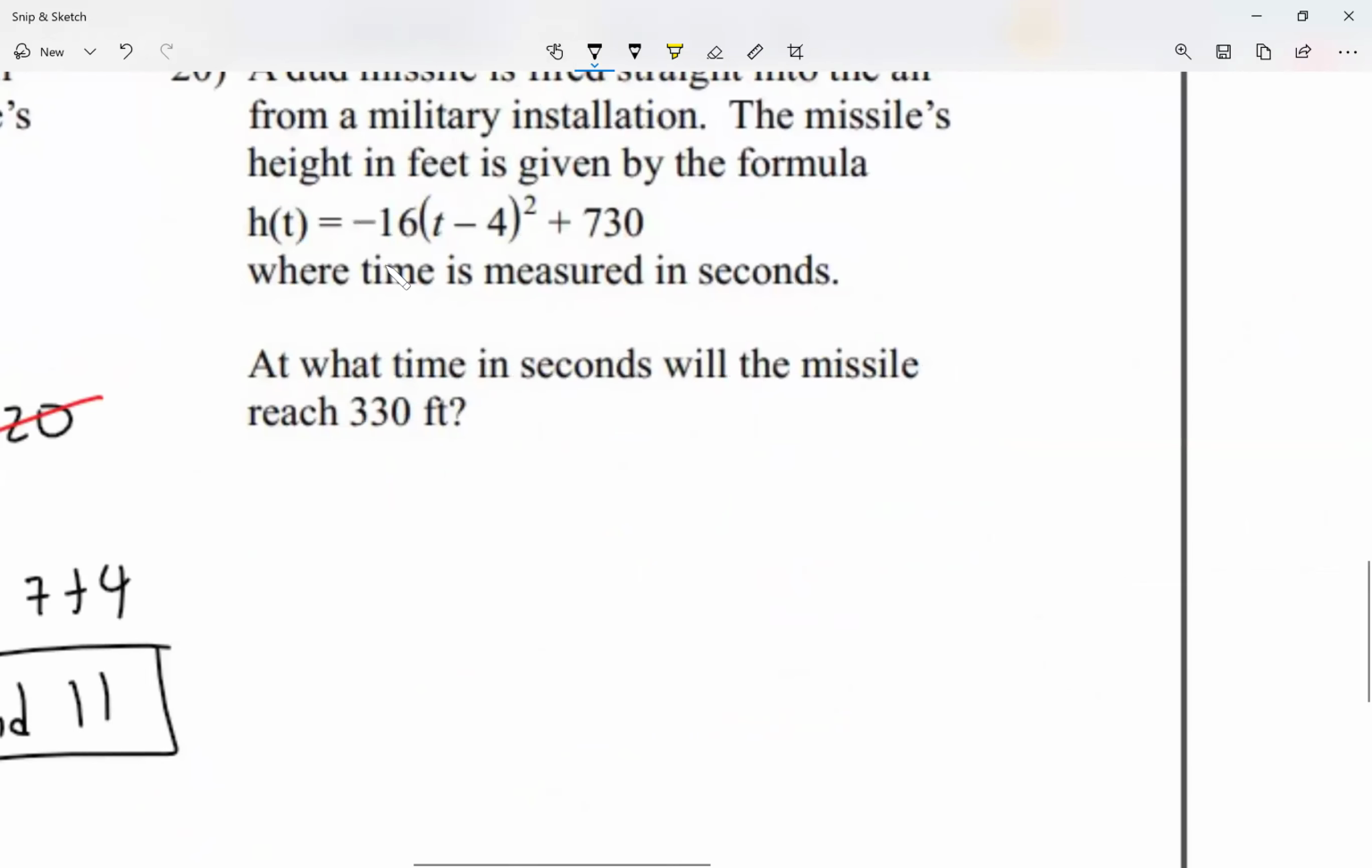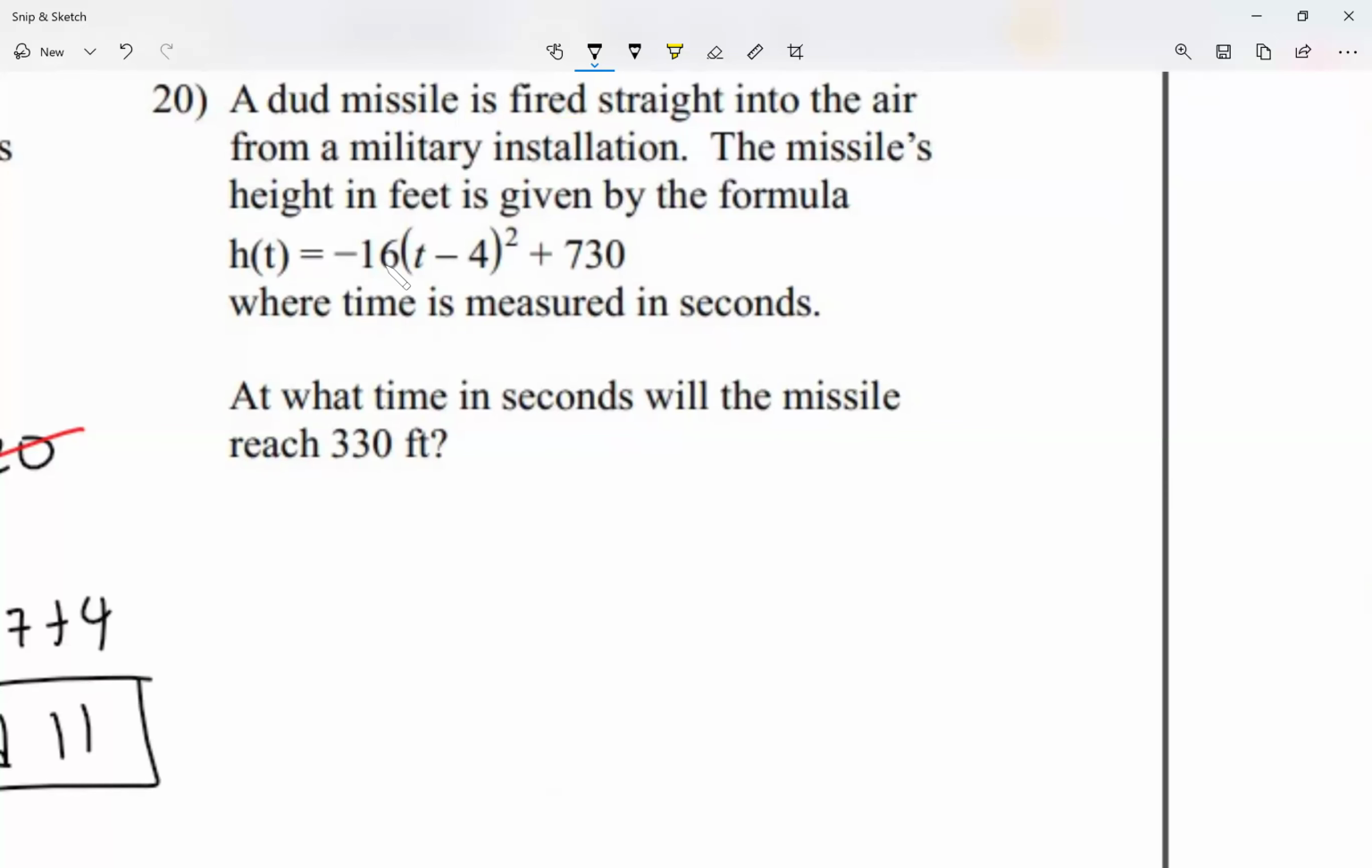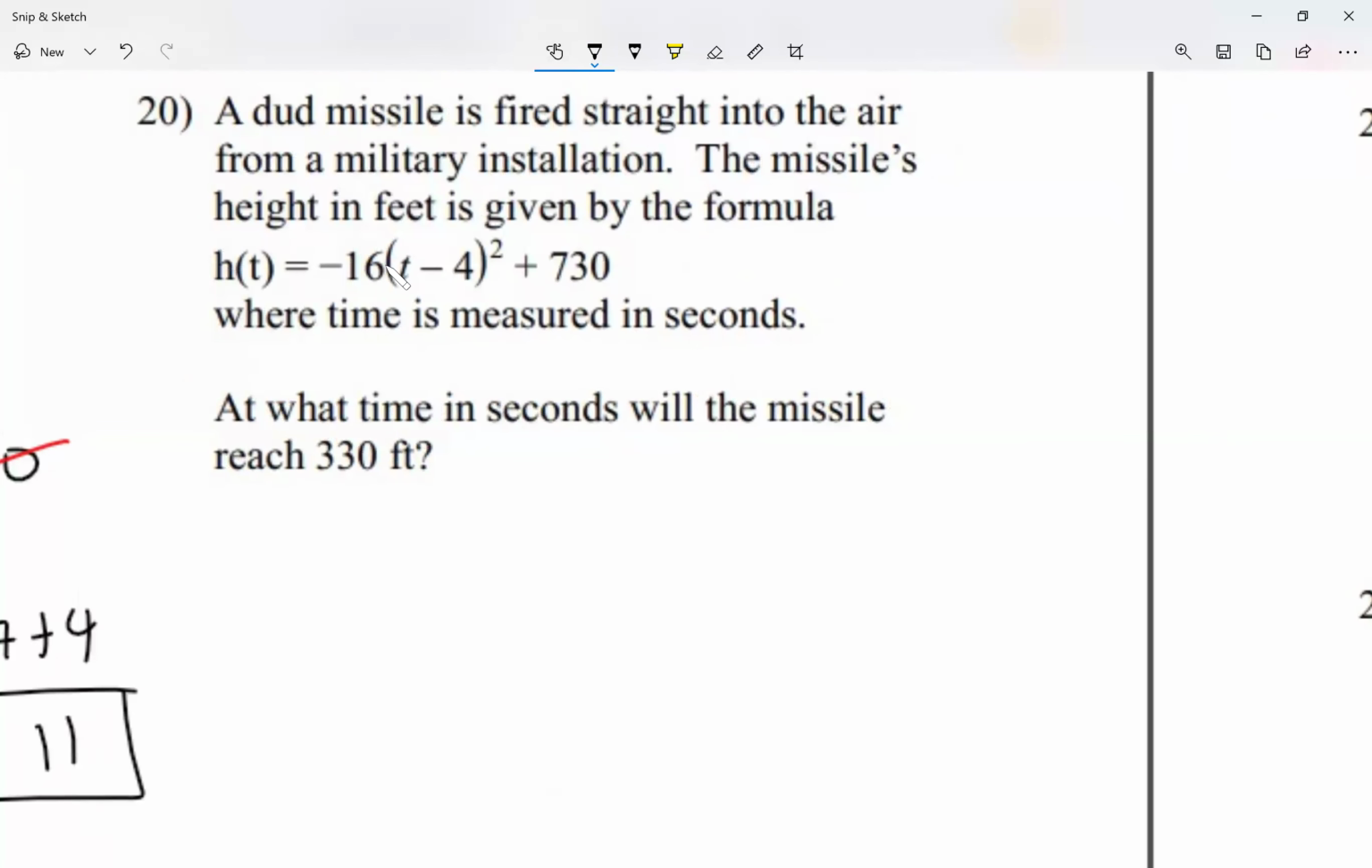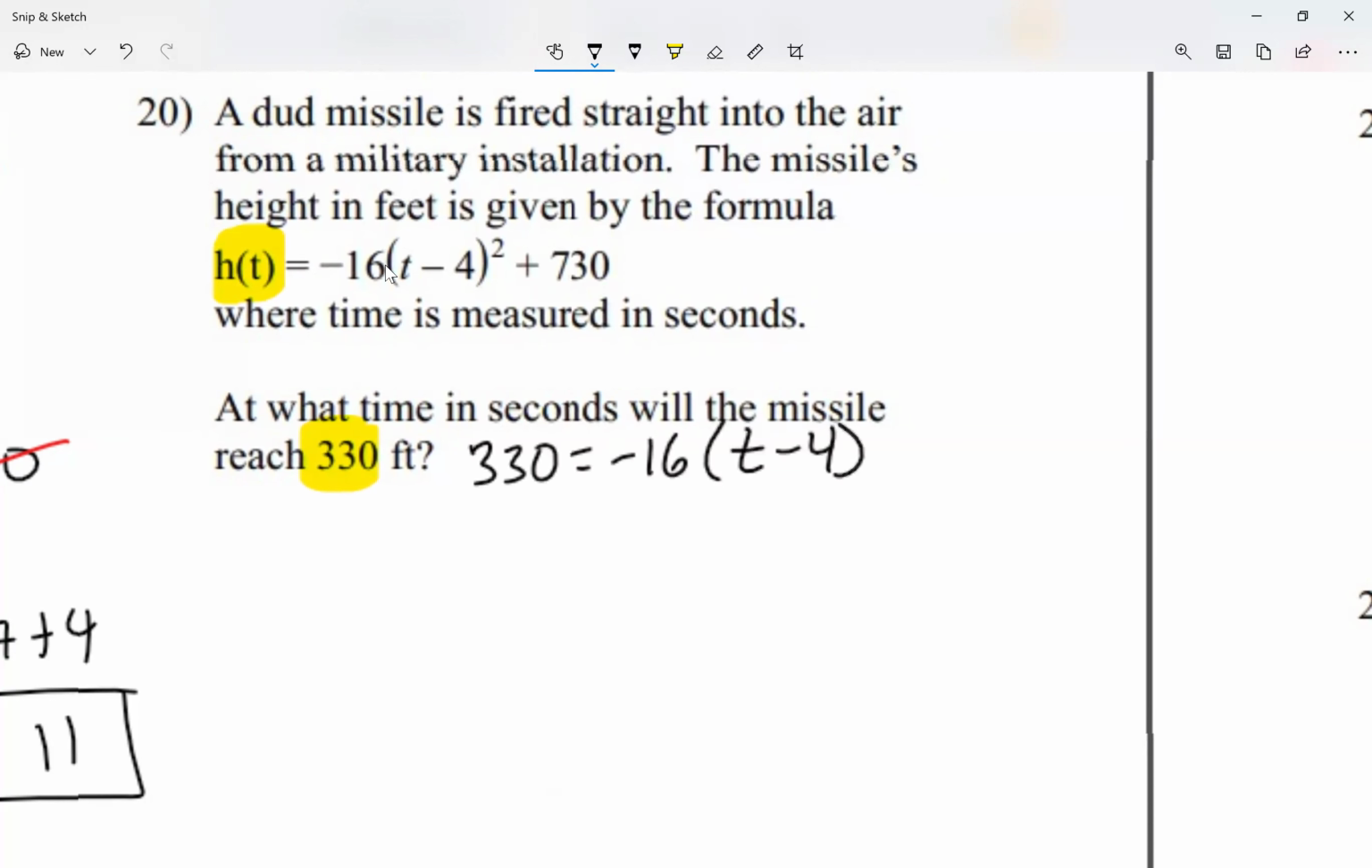Good. Let's take a look at this right here. So the missile is fired straight into the air from a military station. The missile's height in feet is given by the formula. We have a new formula now where time is measured in seconds. At what time in seconds will the missile reach 330 feet? Okay. So I remember that 330 feet, that's the height. So that's what I'm going to replace it for. So let me rewrite this as 330 is equal to negative 16 times the quantity (t minus 4) squared plus 730.